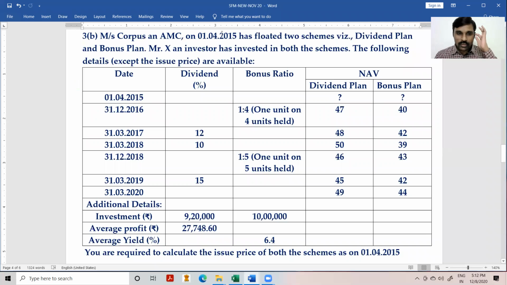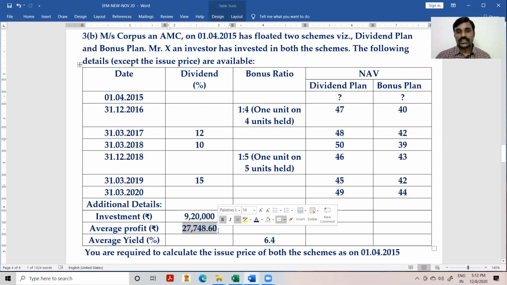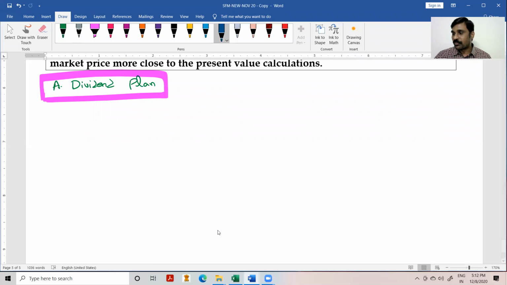Now look at this. What is the initial investment made for the dividend plan? 9,20,000 is the initial investment. Average profit is 27,740, which means the closing value is 9,47,000. As simple as that. So opening investment plus profit is equal to closing value.